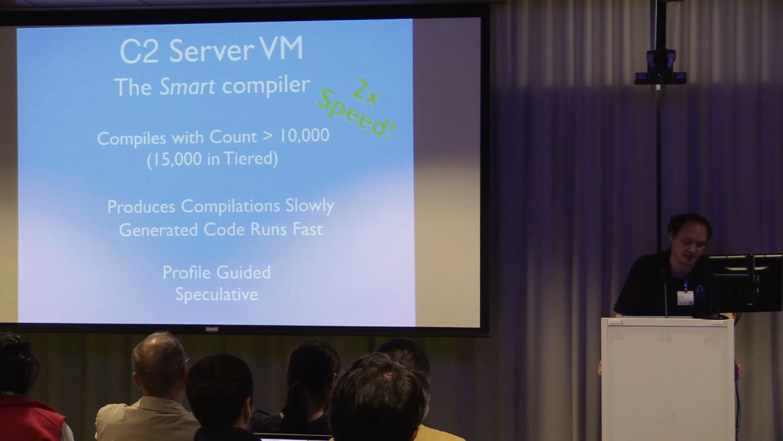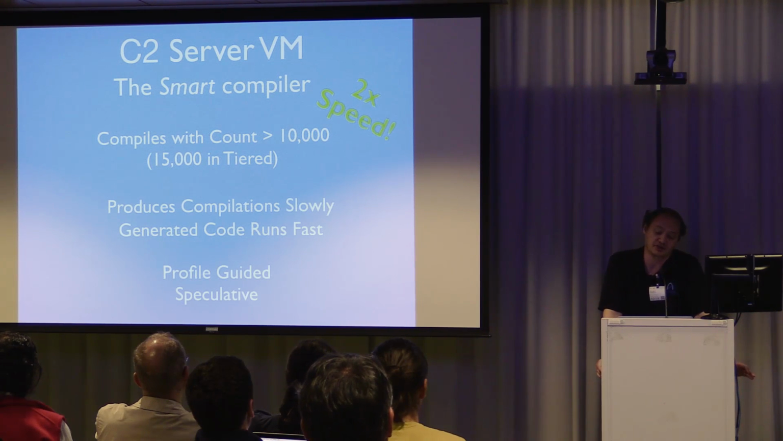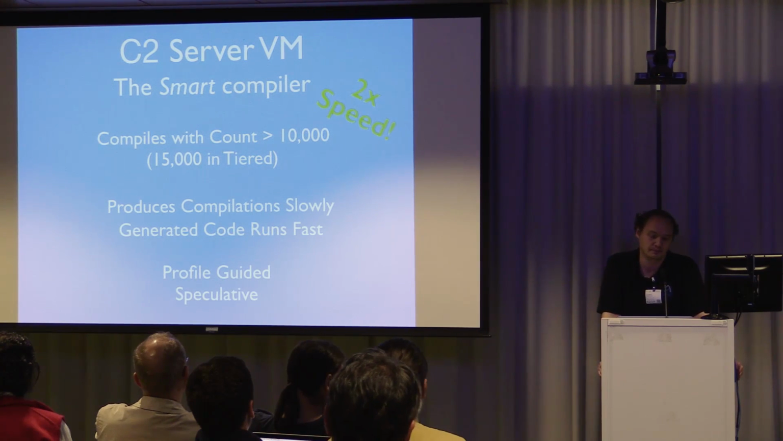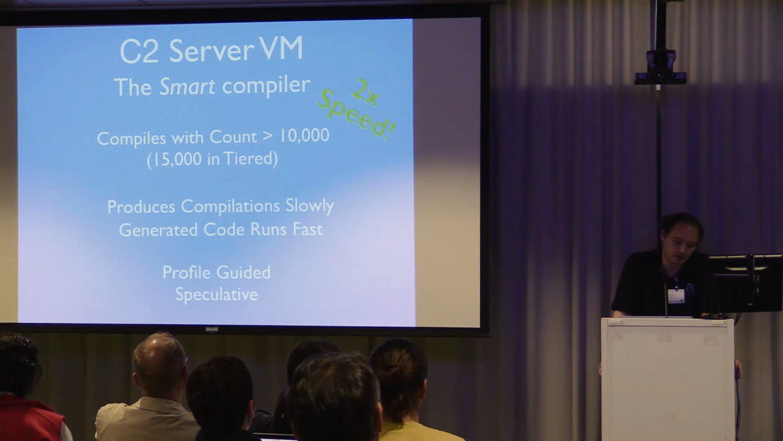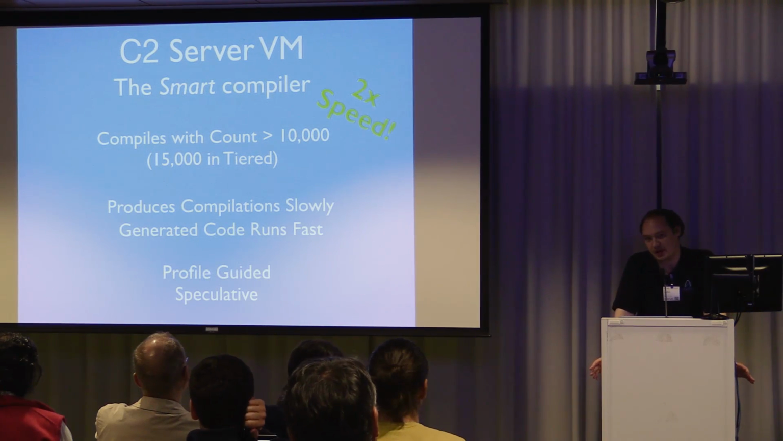So it's not trying to start quickly. But after that, it could be thousands of humans on the other end, or worse, thousands of computers on the other end. Then we actually care about raw speed. That's what the server compiler is for. So it produces compilations relatively slowly, but the code runs usually about twice as fast or more than C1. C1 kicks off when the threshold is a mere 1,000 invocations plus back edges.